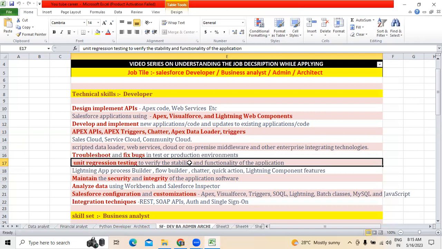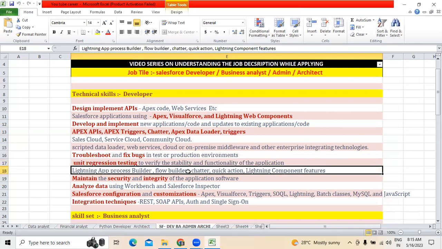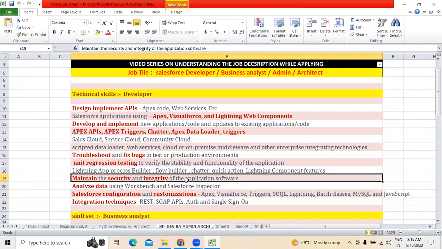Next, Lightning app, process builders as well as flow builders, quick action, right? So Lightning component features, these are all equally required. And some sort of security and integration of applications, maintaining of applications. So that sort of administrative knowledge and exposure is equally needed for a developer to enhance and elevate to the next level.